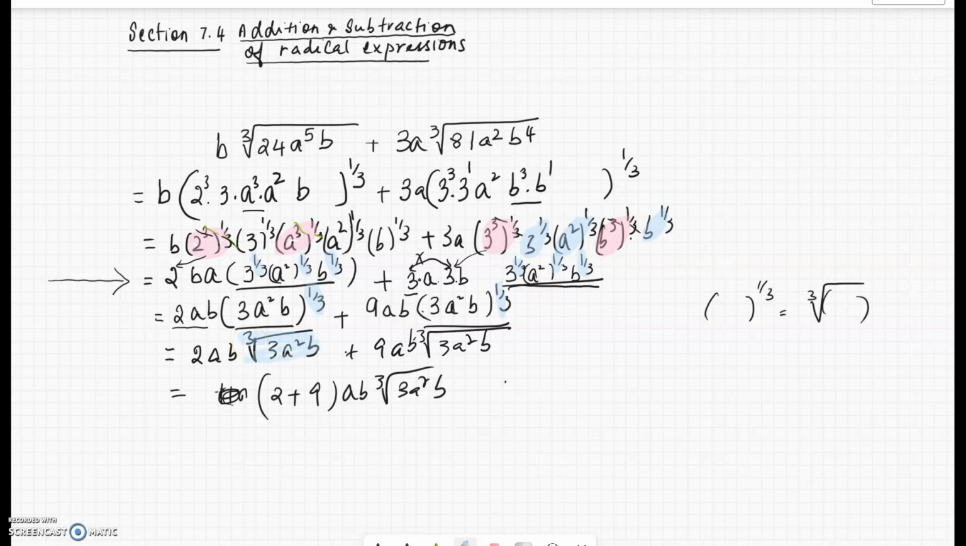So it's the cube root of 3A squared B, cube root of 3A squared B, and there's an AB in the first term and an AB in the second term. So the common factor is AB times the cube root of 3A squared B. So if I factor that out, I'm left with the 2 and the plus 9. So that's 2 plus 9, and that's equal to 11 AB cube root of 3A squared B.